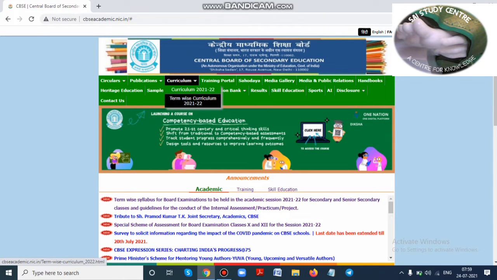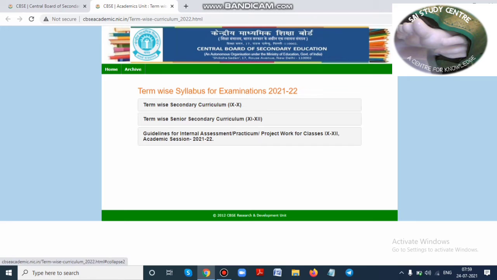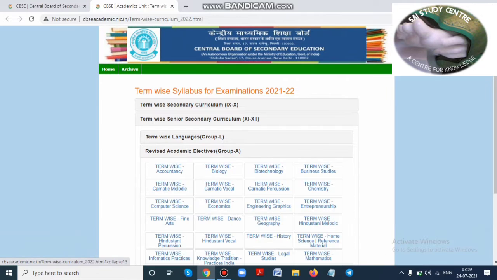or you can check it here in the curriculum, term wise curriculum, term 1 for 2021-22. So click on that. Term wise syllabus for secondary and senior secondary is given. Just click on the senior secondary. Term wise languages is given. Academic electives also given. Just click on academic electives.